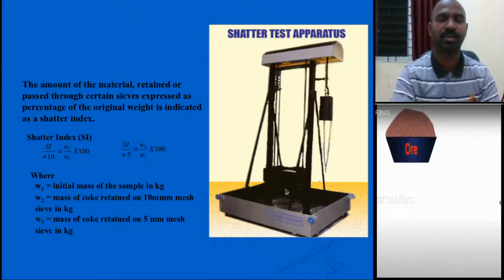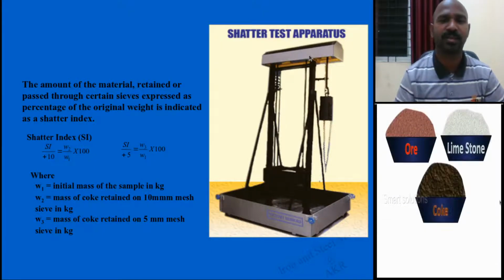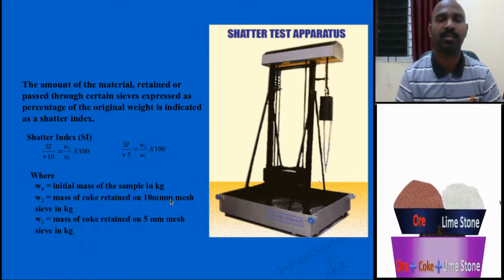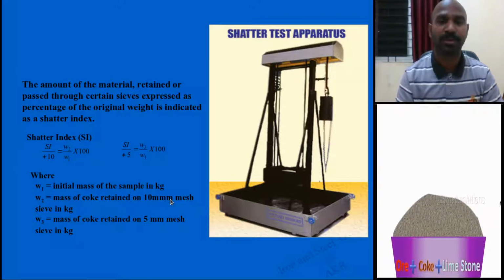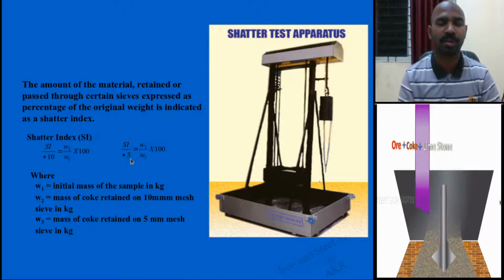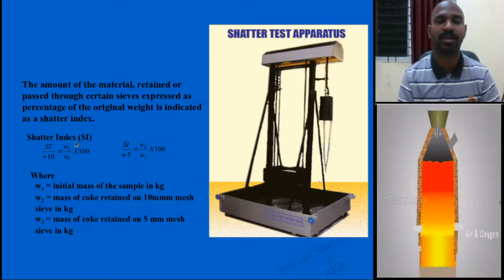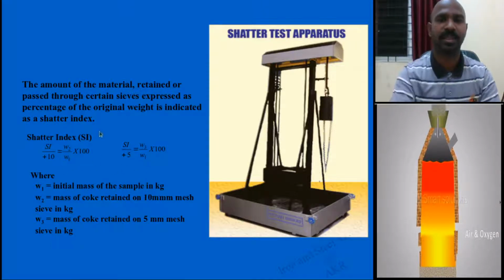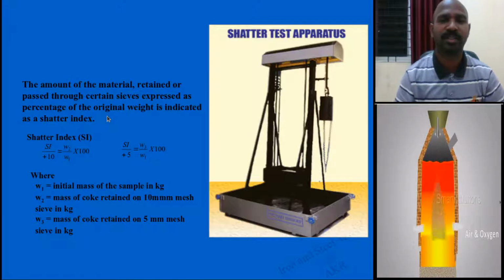falling from this standard height of 10 meters onto this steel plate, how much plus 10 mm size particles are retained, and how much plus 5 mm size particles are retained. The retained weight of 5 mm size is W3 and the retained weight of 10 mm size is W2. W1 is the initial weight. You calculate with this principle.